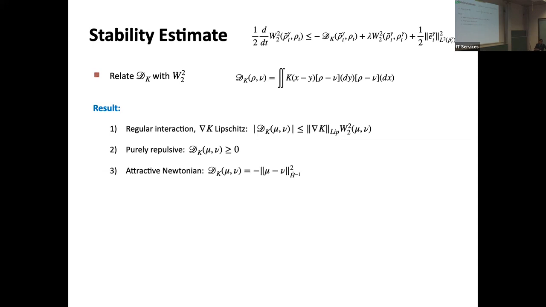And then we have attractive Newtonian. So this is where you have really the Poisson. Sorry about that.